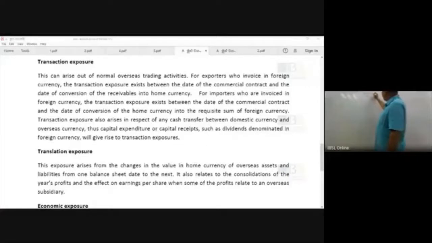Confirmed letter of credit. C-O-N-F-I-R-M-E-D. Confirmed letter of credit. Here the word confirmation gives a little bit of a peculiar meaning only for UCP purposes.